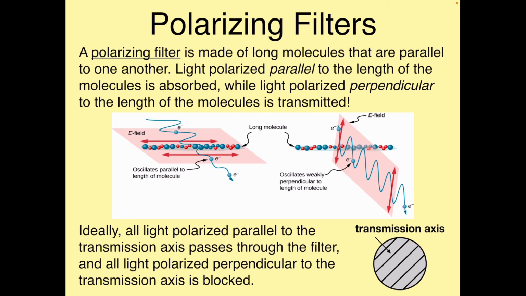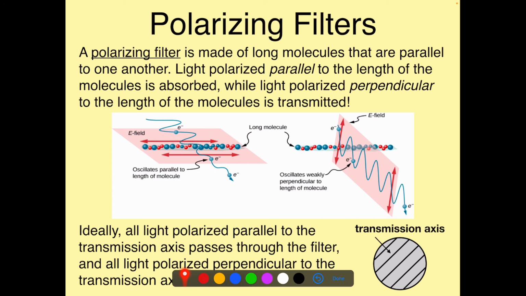This is how it works. A polarizing filter for light is basically just made of very long molecules that are all arranged parallel to one another. So if light comes in that's polarized parallel to the length of those molecules, it's mostly going to be absorbed. Here's the idea behind that. Let's say I build the filter so that the long molecules are laid out like this from left to right across the filter. And then let's say that I have a light wave coming in that's polarized horizontally like this. So the E field is oscillating from left to right like this.